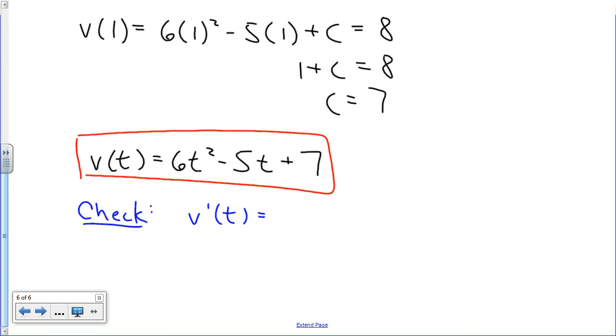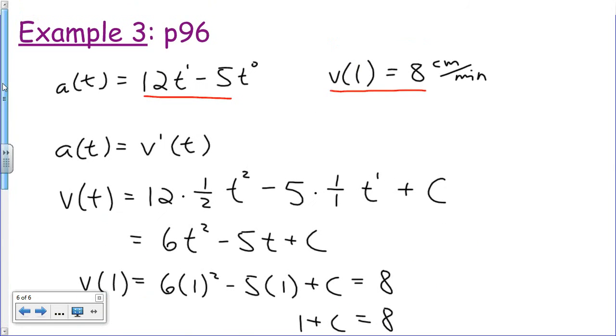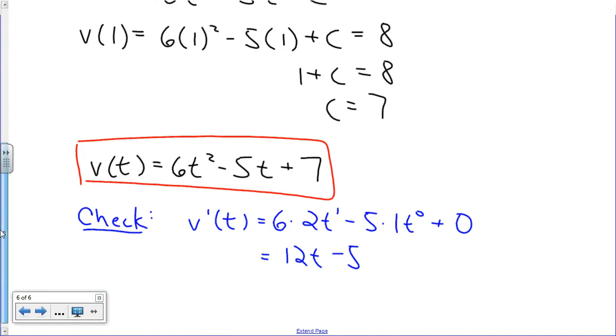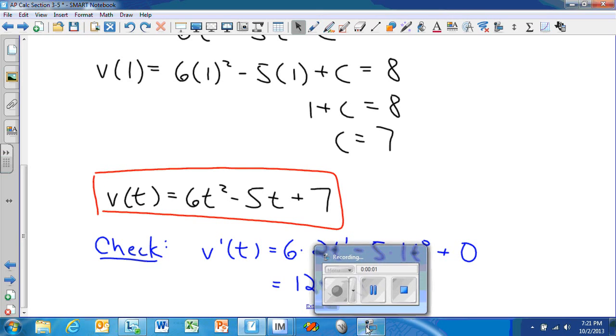So v prime would be 6 times 2t to the first power minus 5 times 1t to the 0 power plus 0, which is the derivative of that constant. Or in other words, you end up with 12t minus 5. And notice that's the original function they gave us. They gave us the acceleration was 12t minus 5, and they want us to find velocity. So it turns out that, in fact, this velocity function would give us that acceleration. And that's the end of this section here.